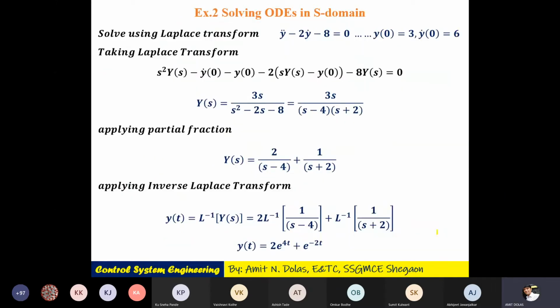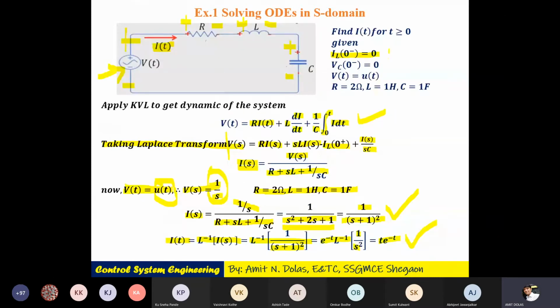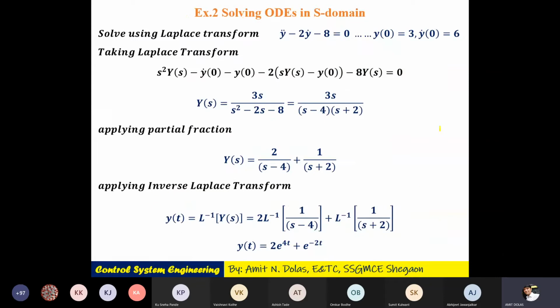This is one of the examples. We'll go through another example. You can see here all the initial values are given 0, and current is the output and voltage is the input. So in the next example, that is example number 2, we'll solve a similar example.